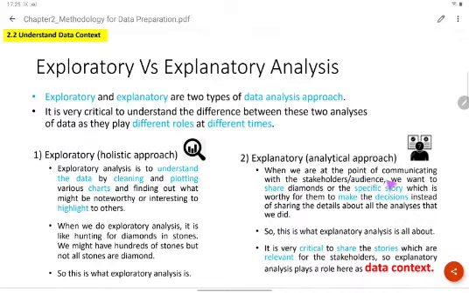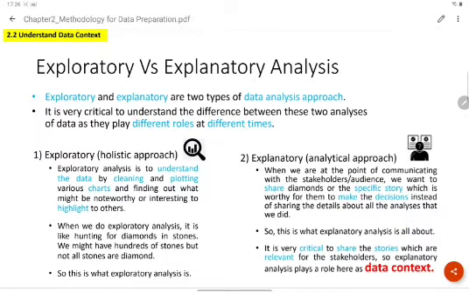When we are at the point of communicating with the stakeholder or audience, we want to share the diamonds, or the specific story which is worth it for them to make the decision, instead of sharing the details of all the analysis we did. This is what explanatory analysis is all about. It is very critical to share the story which is relevant to the stakeholder. So explanatory analysis plays a role here as data context.